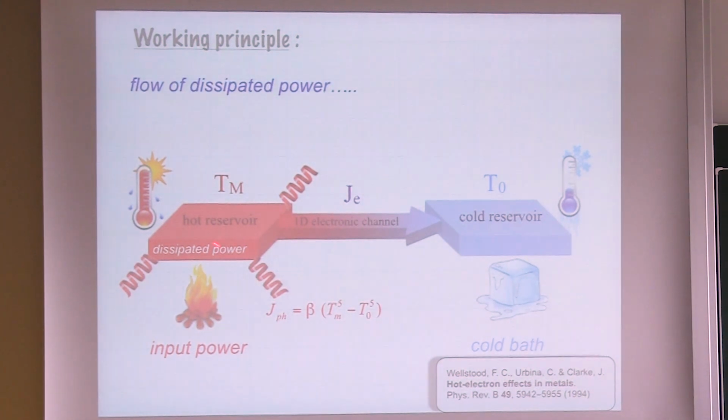As I said, it's Joule heating, so I dissipate some power. Of course, I cannot light a fire in my fridge, so the dissipated power goes through these channels and the electron-phonon interaction. This is the equation I want you to keep in mind, because it's pretty simple. I write only one here, for one channel, because if there are n channels, you can have n here.